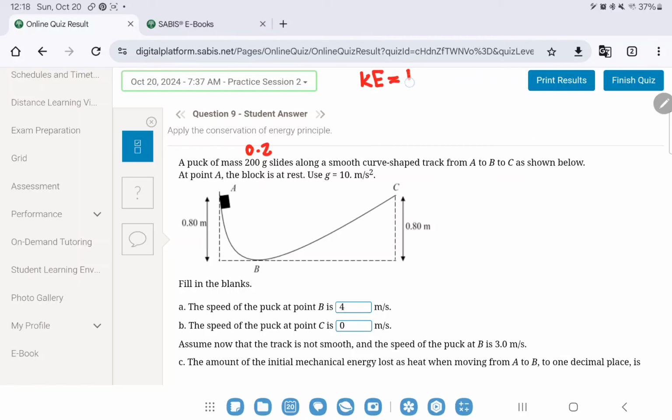Sorry, it's equal to W, not potential energy. My bad. So now you have your mass, and we want to solve using this, which we know W equals mgh. So let's first solve using mgh.